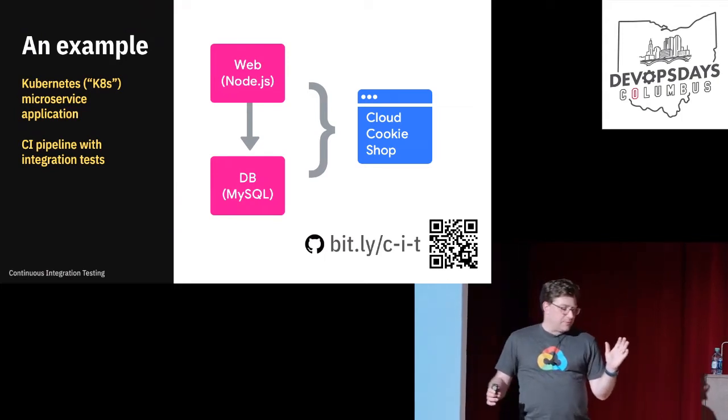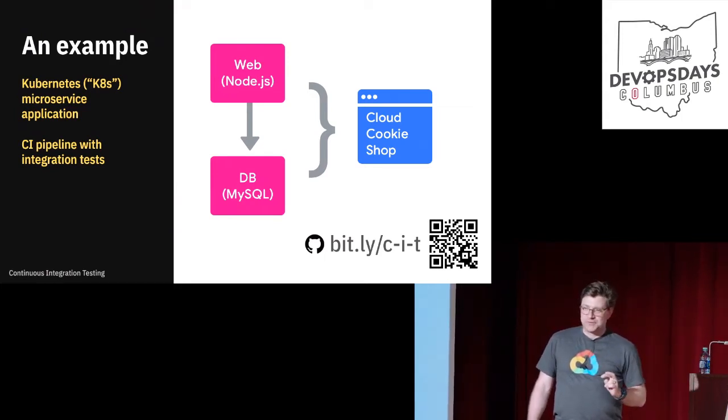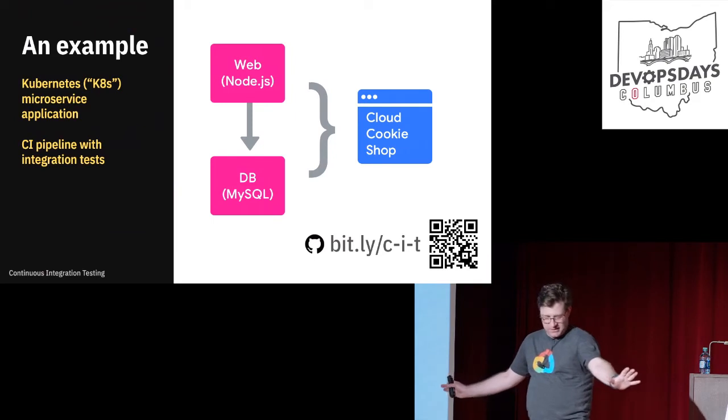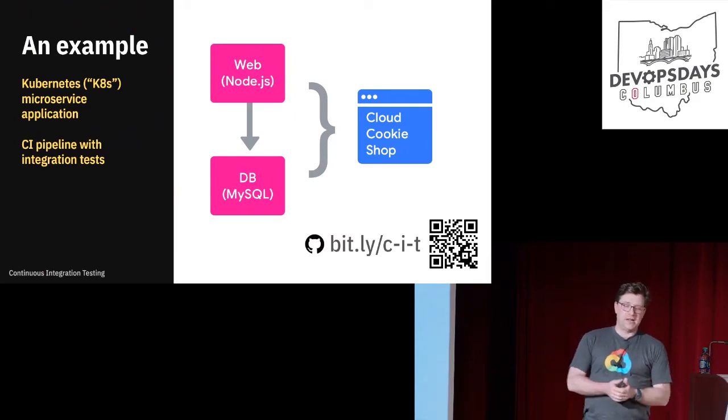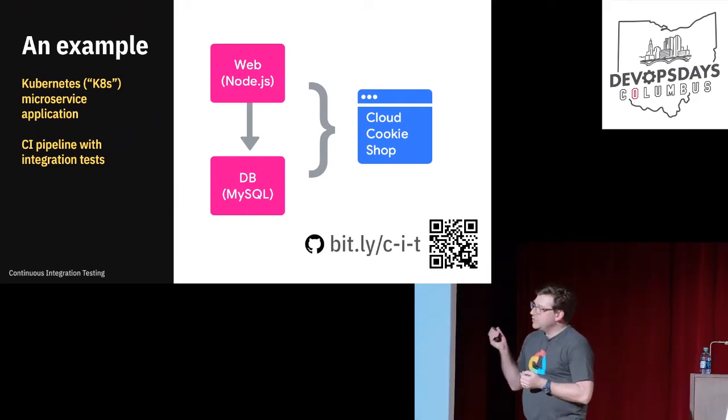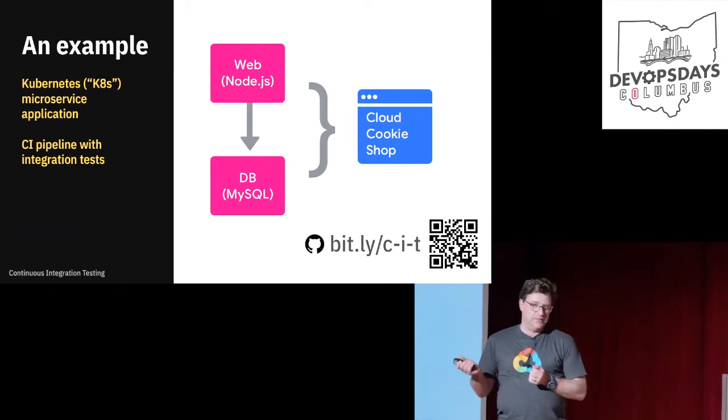Now, this is an application that has 2 microservices. But we all know the only numbers are 0, 1, and infinity. So this is an application with infinite microservices. It's a cookie store, and it has 2 layers. Each of these layers can be spun up and tested individually.